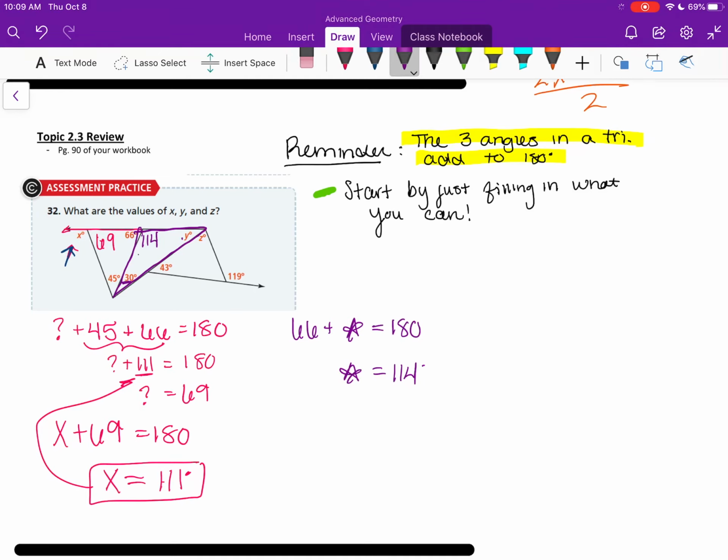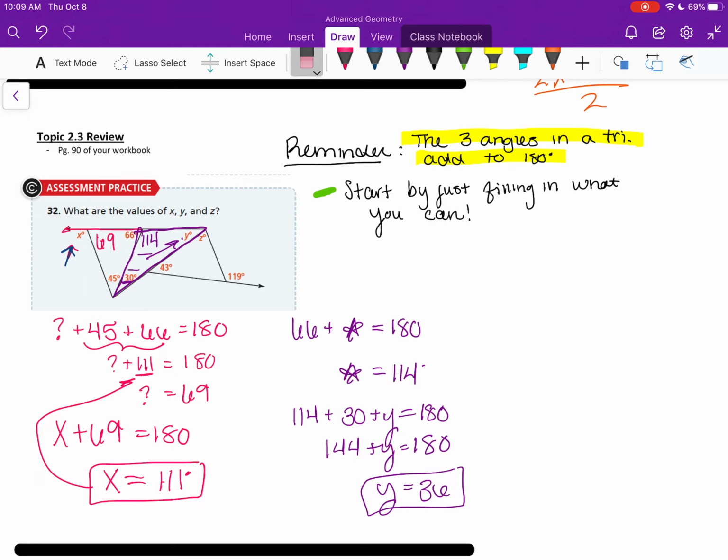And since I know these two angles, I can find that one. So 114 plus 30 plus y has to equal 180. And that is 144 plus y equals 180. Y has to be 36 degrees. So now we know y.